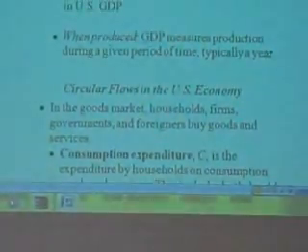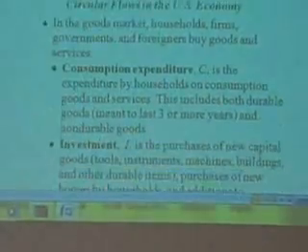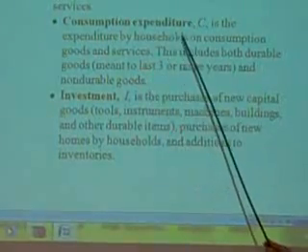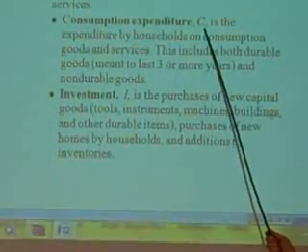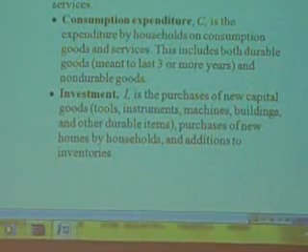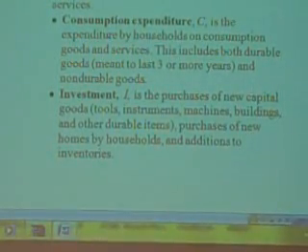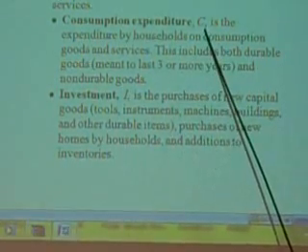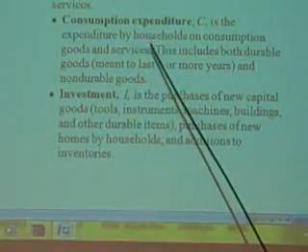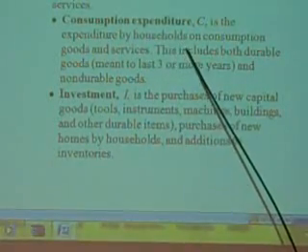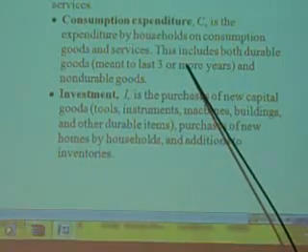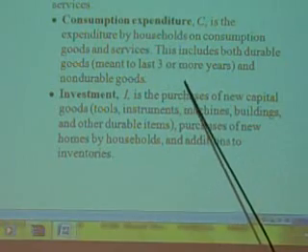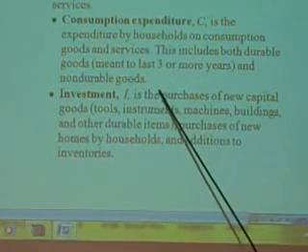Back to the terms. There's a circular flow in the U.S. economy. That is, items continue throughout the cycle. They don't just rest at one point. Consumption expenditure. And you're going to see these terms, such as C for consumption expenditure. The terms will refer to these different titles when calculating the total GDP in a formula. But when you see C in the formula, it refers to consumption expenditure, which is the expenditure by households on consumption goods and services. That includes both durable goods, meaning that they last 3 years or more, and non-durable goods.